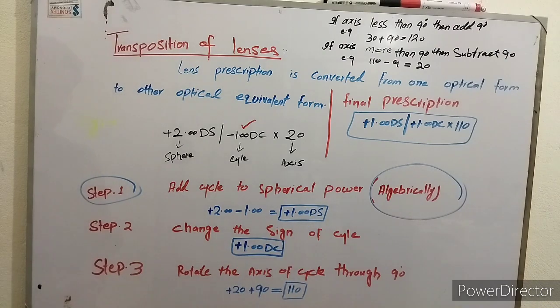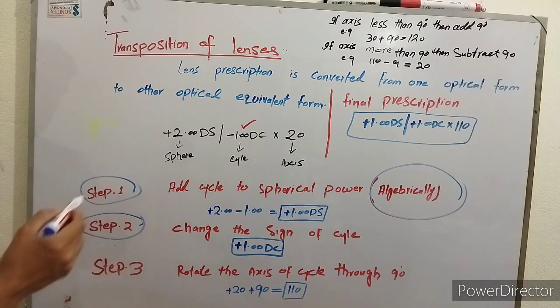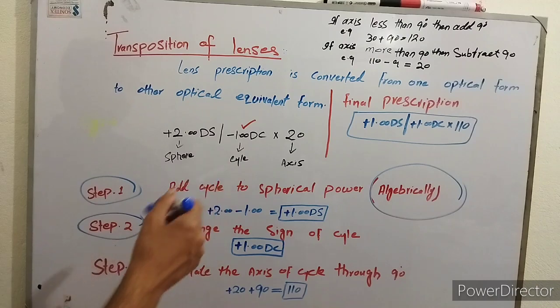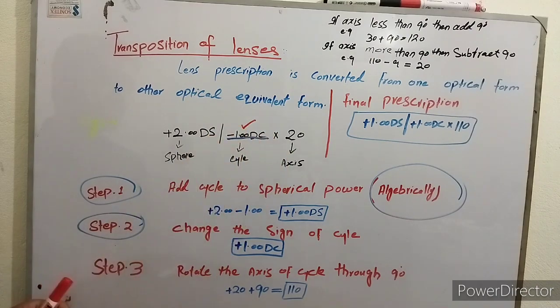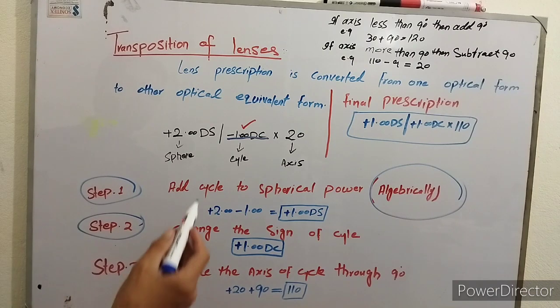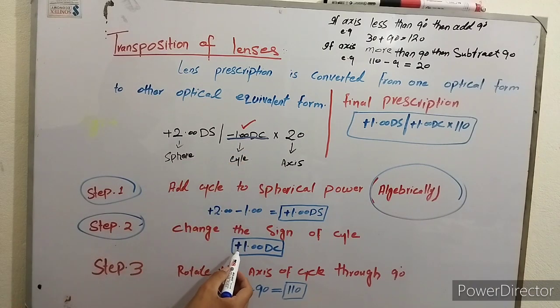Now our step 2 is change the sign of cylinder. If we have a cylinder, this is our cylinder. Here we are going to change the sign of cylinder. We have -1 cylinder. Now the sign will be +1 cylinder.